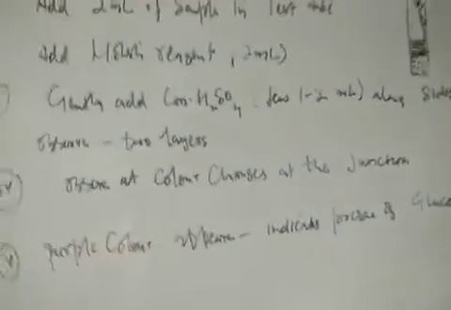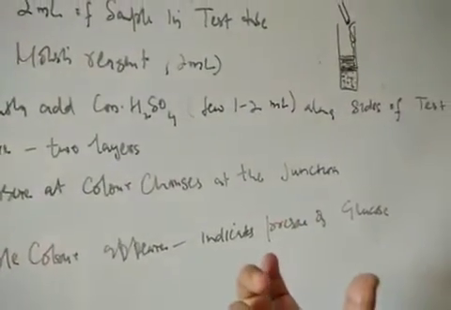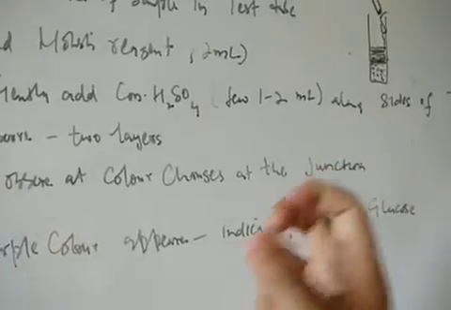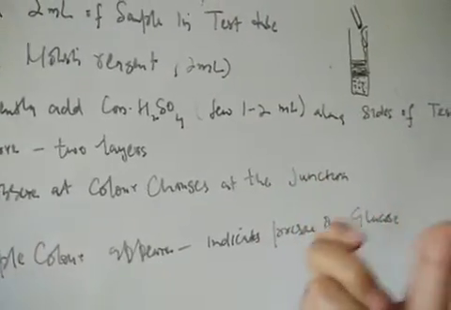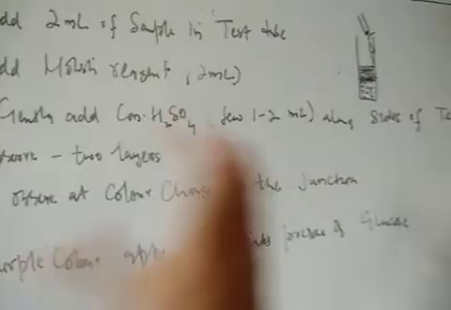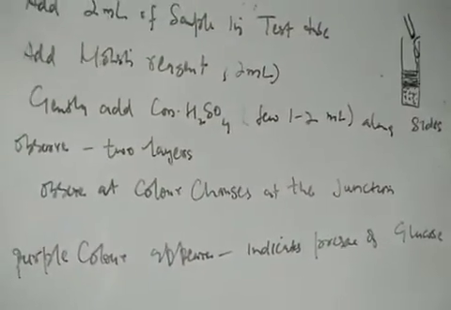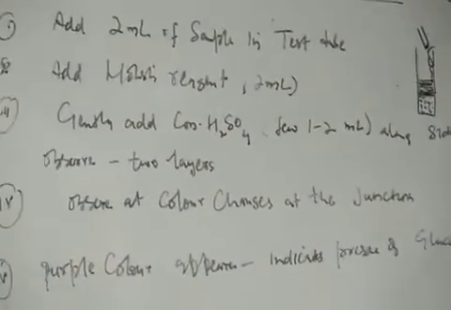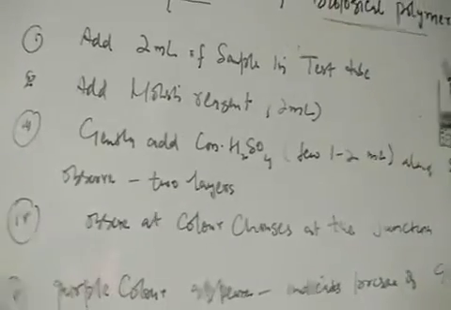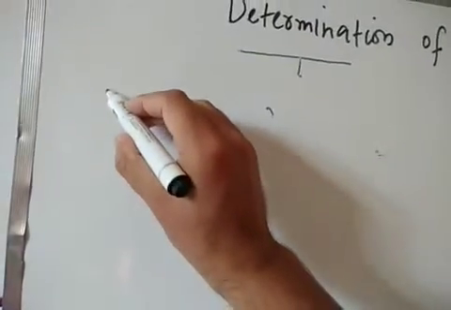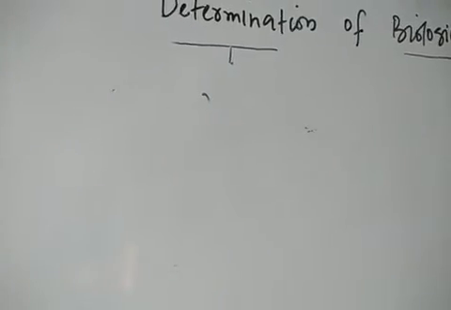Now the question is, how is this purple color formed? What is the reason that we're getting this purple color at the junction? To understand that, we have to go to the chemical reactions involved during this process. I will not go into the mechanism of these chemical reactions, but let us see what the reactions are. If anyone wants the mechanism, he can ask me separately or write me a mail, and then we'll do it.